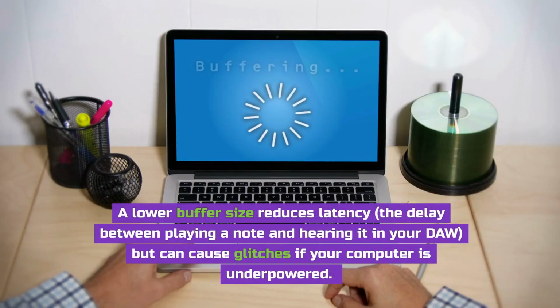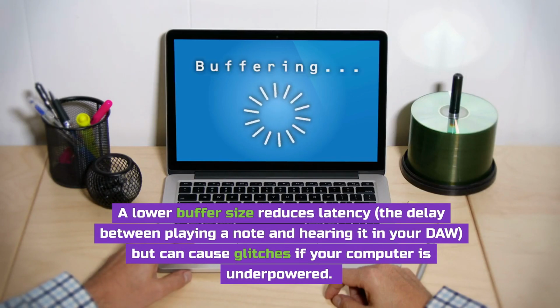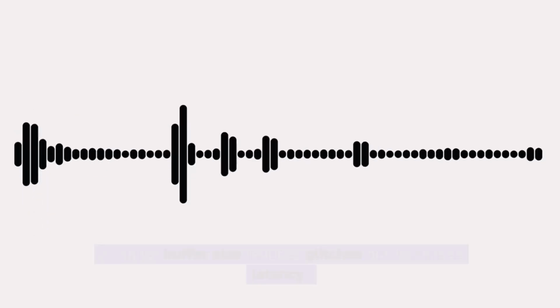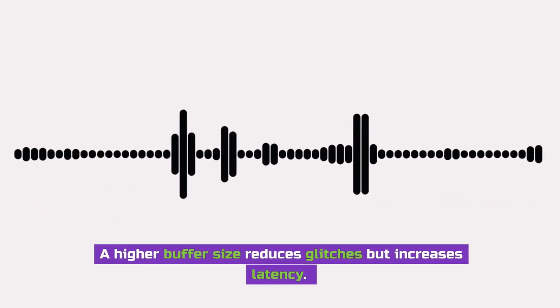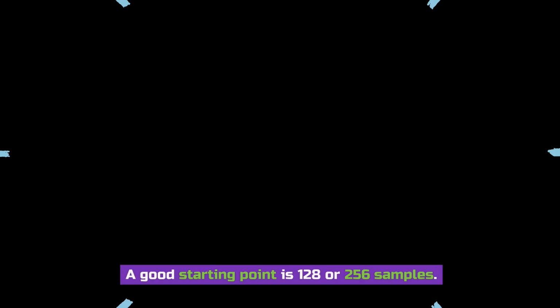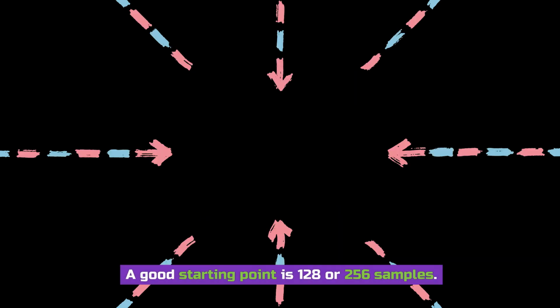A lower buffer size reduces latency, the delay between playing a note and hearing it in your DAW, but can cause glitches if your computer is underpowered. A higher buffer size reduces glitches but increases latency. A good starting point is 128 or 256 samples.